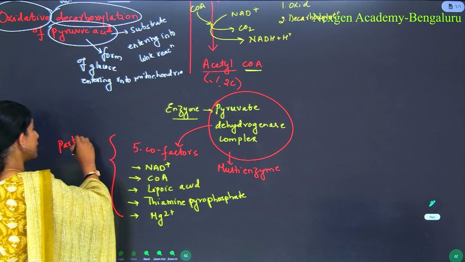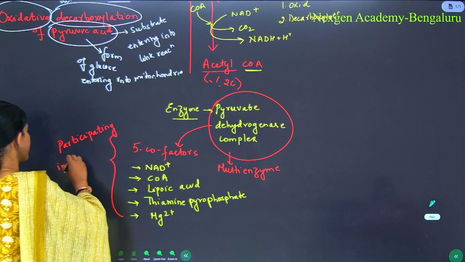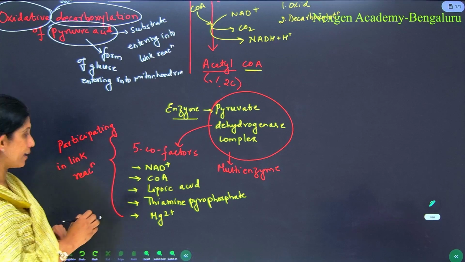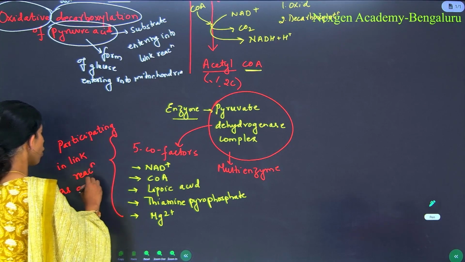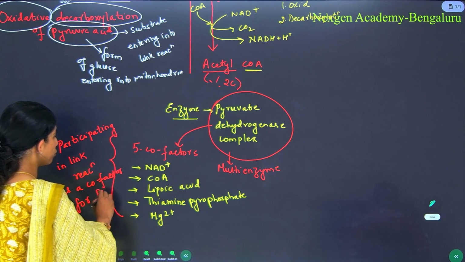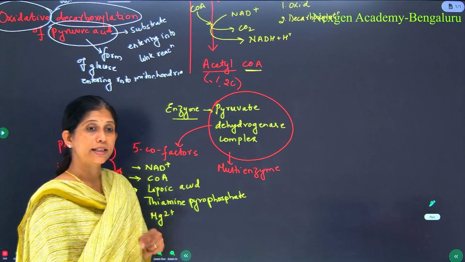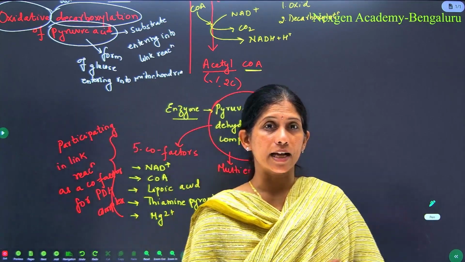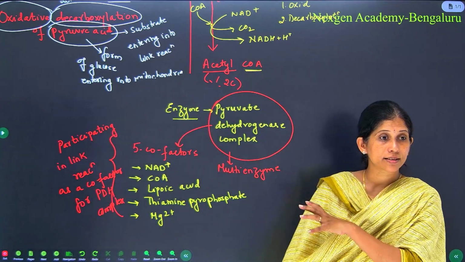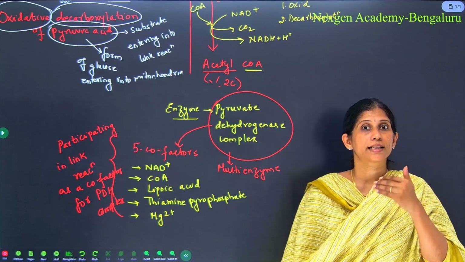It will be participating in link reaction as a cofactor, right? For which enzyme? Pyruvate dehydrogenase complex. So it will be participating as a cofactor for the enzyme pyruvate dehydrogenase complex. So what we discussed now? We discussed aerobic respiration. What is the next step that is happening?